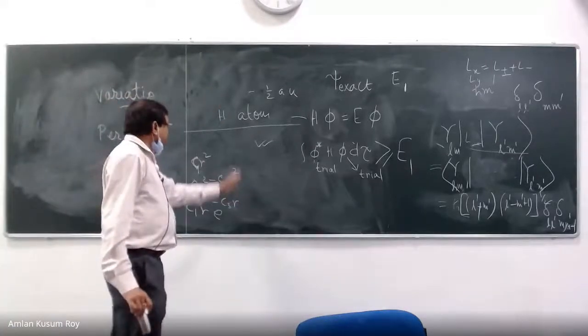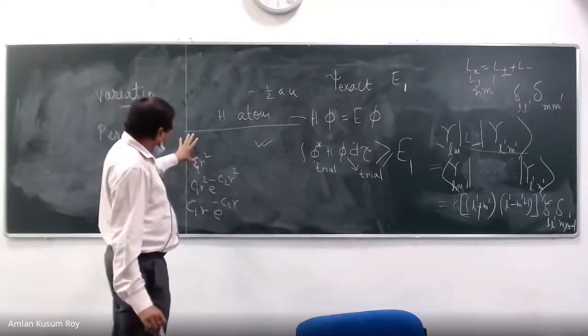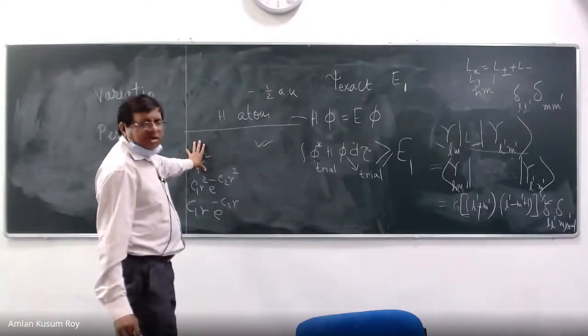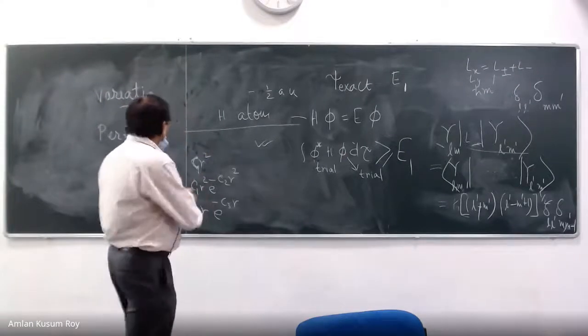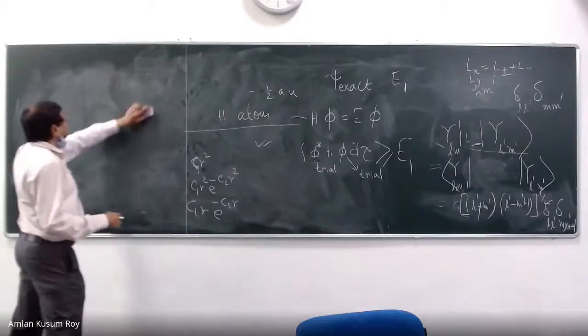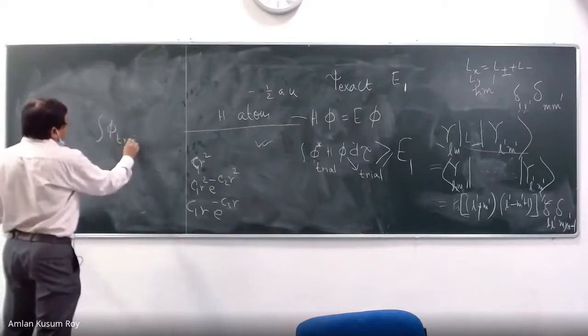The implication is that if you take a function which has some constants, what the variational principle is telling you is that you take this function and construct a particular integral. That is what we are going to do in the next class. So you just construct this integral.